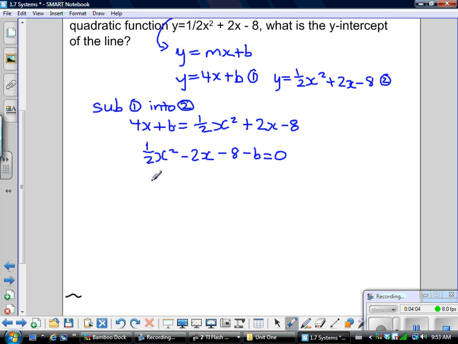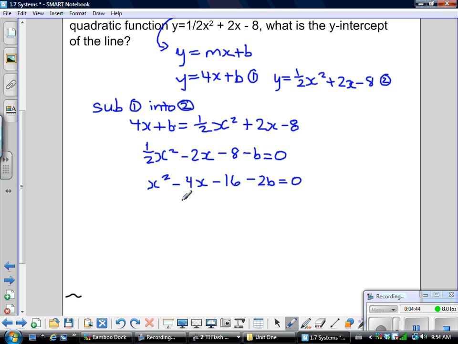All right, so what I'm going to do now is a couple different things. I don't like this fraction, and sometimes you try to multiply by things to get rid of fractions. This time I can, because this side of the equation equals 0, so I can multiply everything by 2, and that will get rid of the half fraction in front of my x squared. So x squared minus 4x minus 16 minus, and here I would have b times 2 as well, so 2b equals 0.